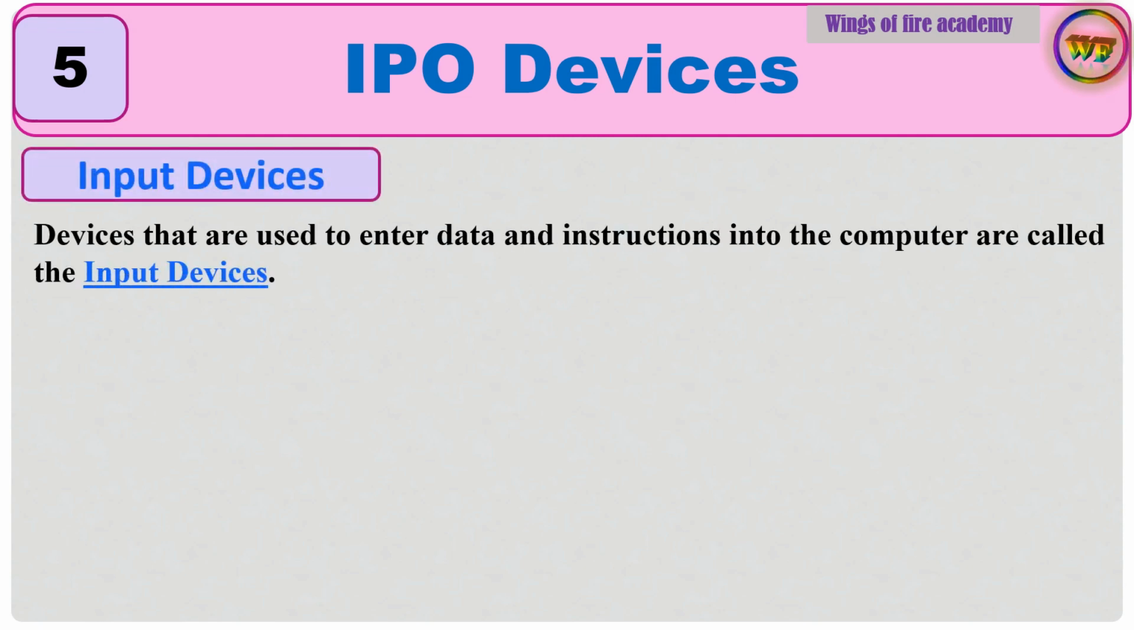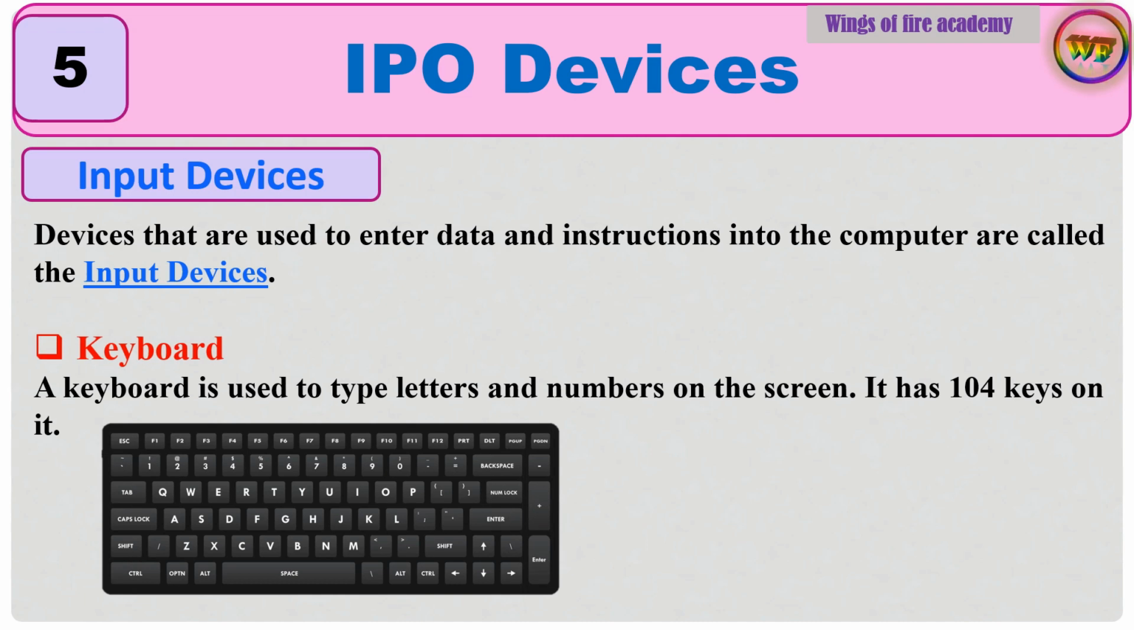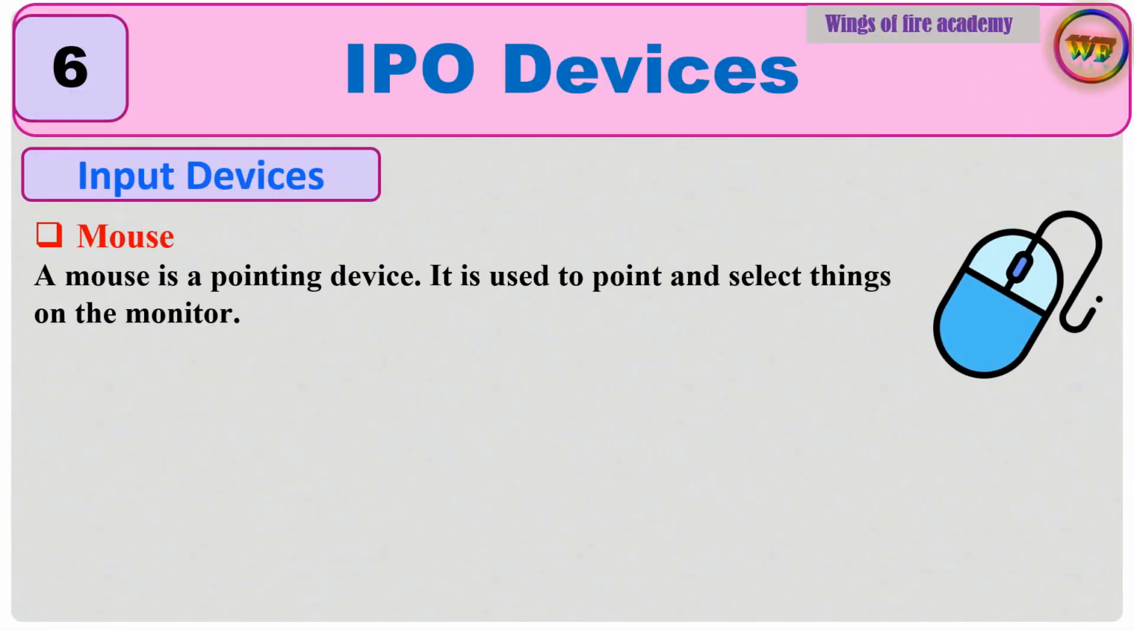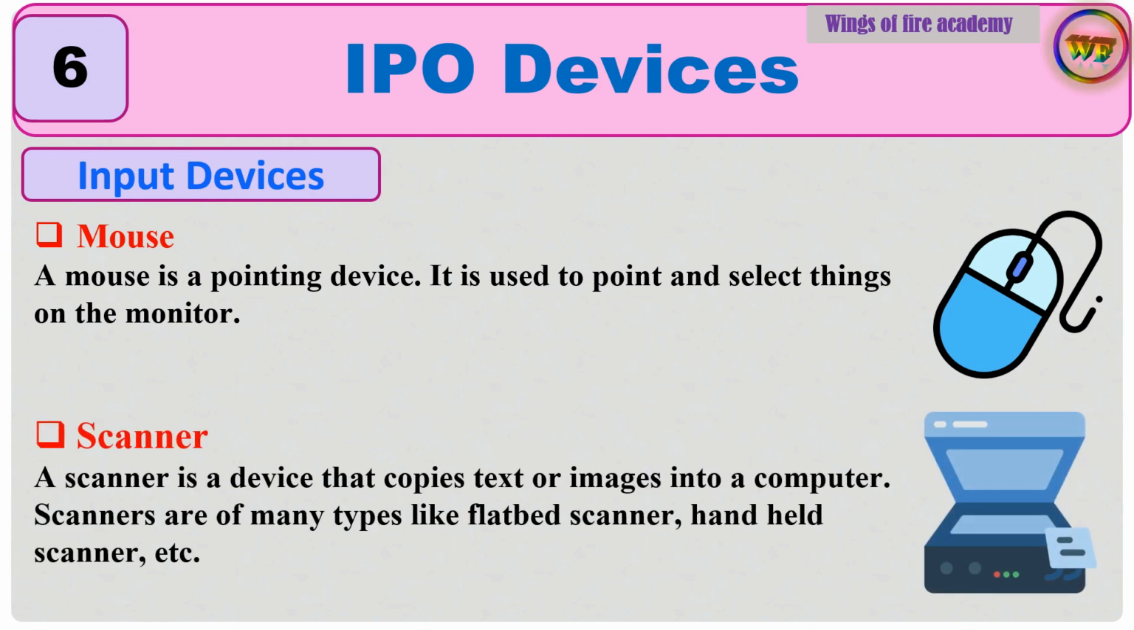Input devices. Devices that are used to enter data and instructions into the computer are called the input devices. Keyboard. A keyboard is used to type letters and numbers on the screen. It has 104 keys on it. Mouse. A mouse is a pointing device. It is used to point and select things on the monitor. Scanner. A scanner is a device that copies text or images into a computer. Scanners are of many types like flatbed scanner, handheld scanner, etc.